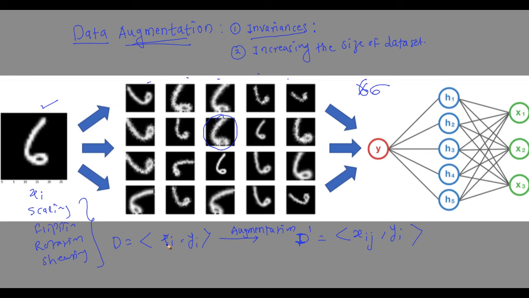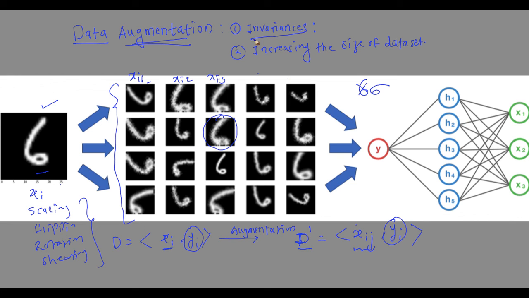That means our original input xi was 6. For this 6, we created different or many orientations of 6, and that increased the size of our data set. So this was xi1, xi2, xi3, so on and so forth. So our augmented data set or modified data set is xij, but the y is same. Y is same. Output is 6 for this, right? So for this image, the output is 6, right?